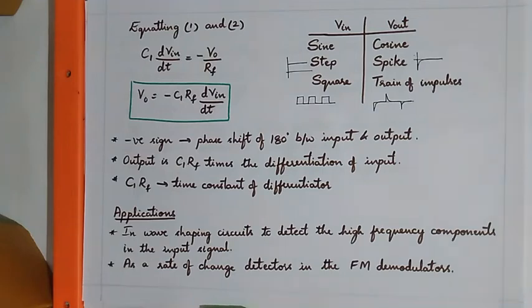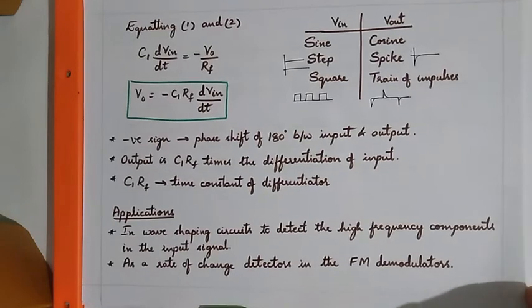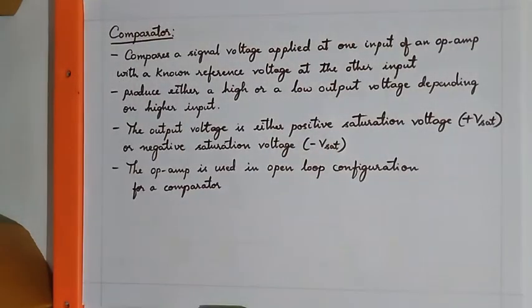The applications of the op-amp as a differentiator: it is used in wave shaping circuits to detect the high frequency components present in the input signal, and it is used as a rate of change detector in FM demodulators. These are the linear applications of the op-amp, where the output varies linearly with respect to the input.